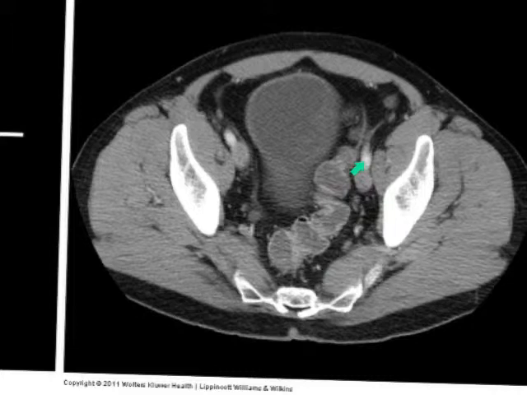Okay, this here with some contrast in it is the left external iliac artery, and then right close to it is the left external iliac vein. So this here then is the right external iliac artery, and right by it is the right external iliac vein.